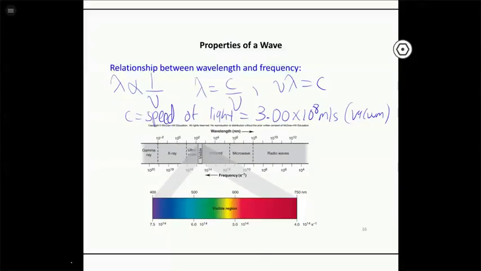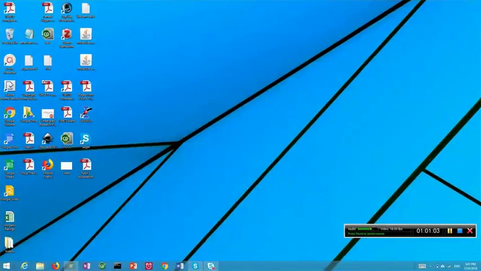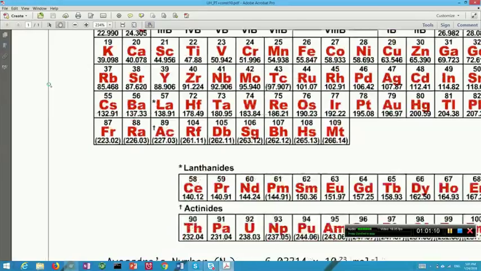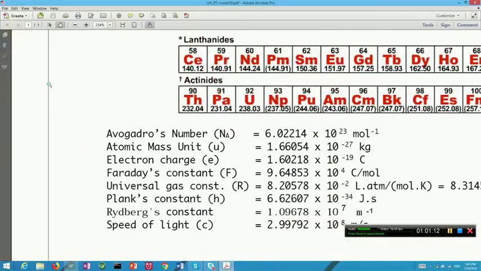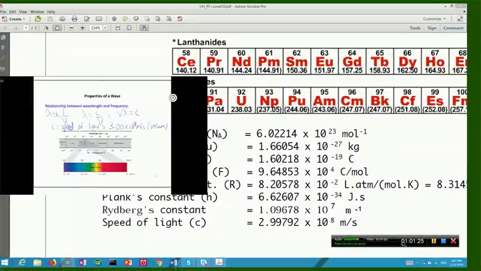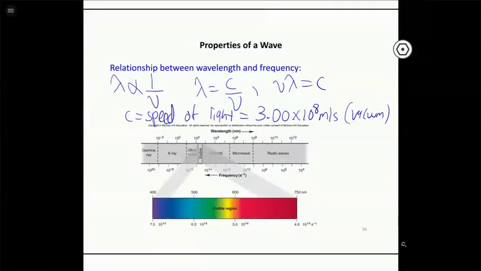Now you don't have to memorize that number because it is on the periodic table, which I closed to. So at the bottom of your periodic table, if you haven't looked at it yet, you have a list of constants down here, and there you go. The very bottom one is the speed of light, which is 2.99792, close enough to 3, times 10 to the 8th. So it's right there. You don't have to memorize it, but I guarantee you'll do enough problems that you will memorize it even if you don't want to. Okay, so that's the speed of light, 3 times 10 to the 8th.